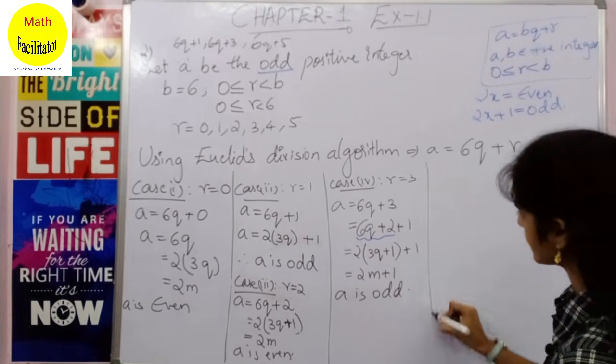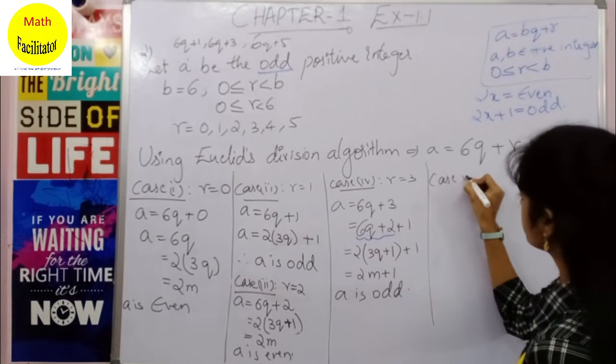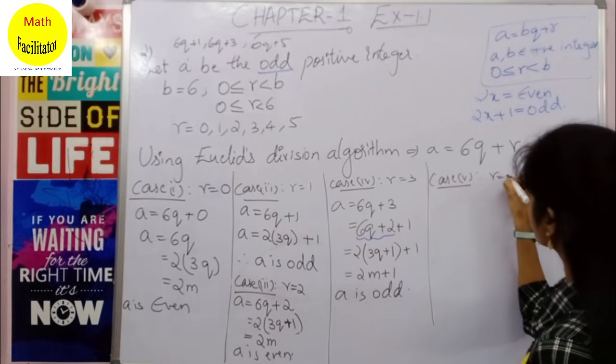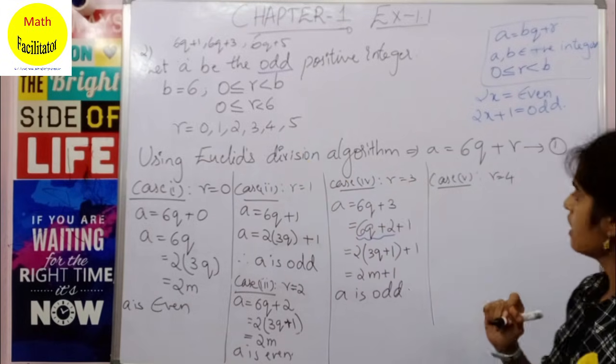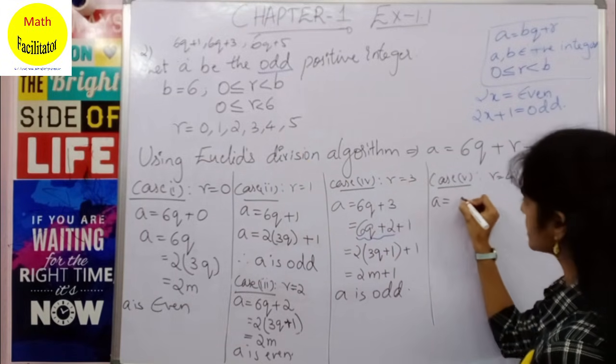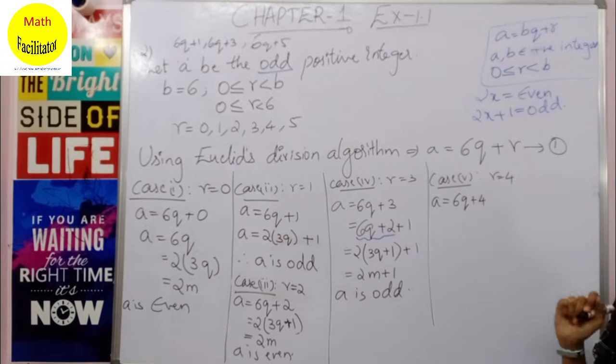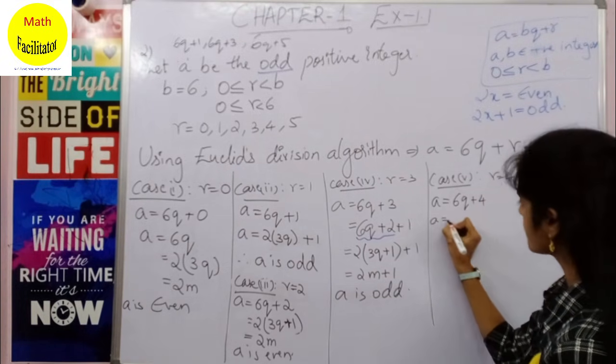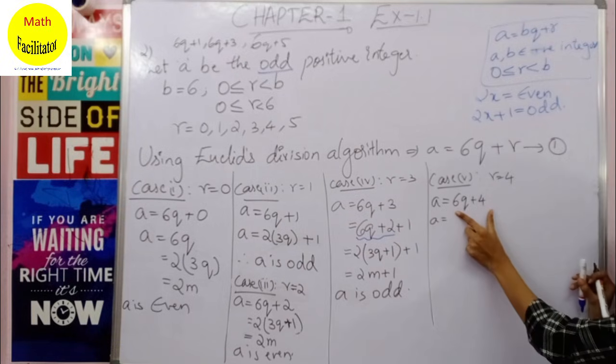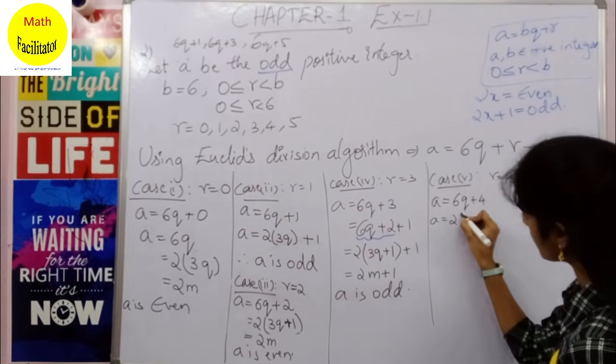Now let us take the next case, case 5. In case 5, r equal to 4. So when you take r as 4, this is a equal to 6q plus 4. In the place of r, you substitute 4. So a is equal to 6q plus 4. Now again, here you can take 2 common.